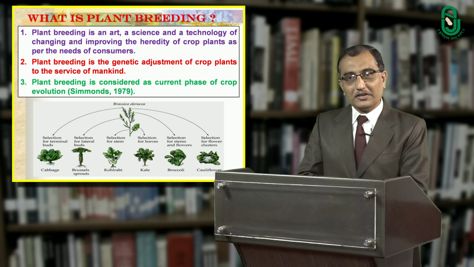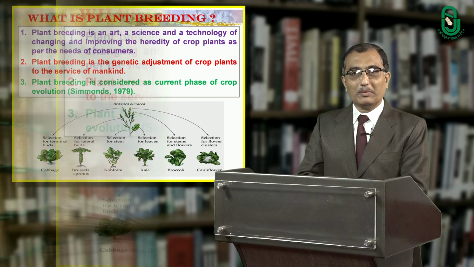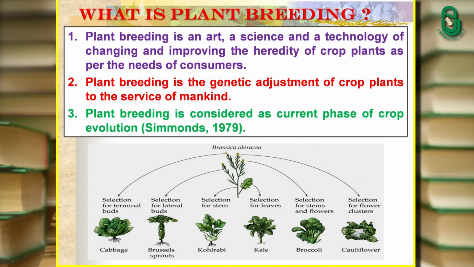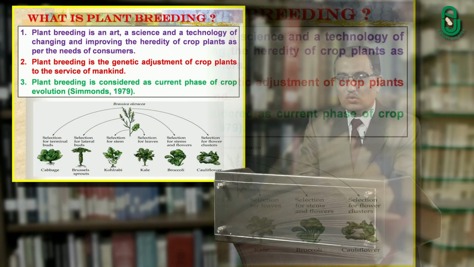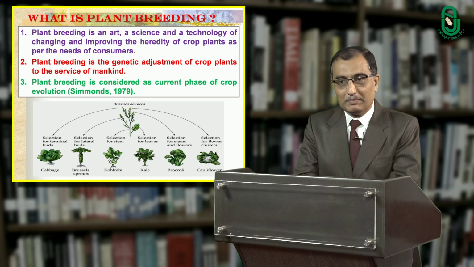Another definition of plant breeding is the genetic adjustment of the crop plant in relation to the service of mankind. Plant breeding is considered as the current phase of crop evolution, as reported by Simmons in 1979. Here one example is quoted: Brassica oleracea is one crop from which several other crops have been developed, depending upon the selection of particular parts of the plants.